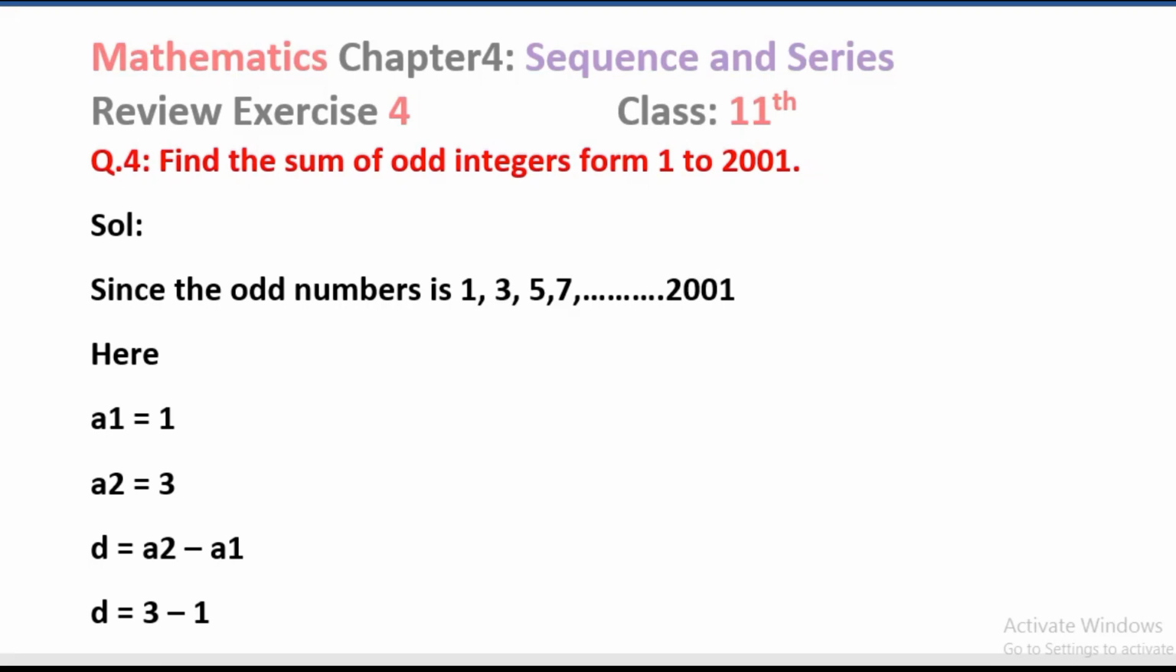In this lecture, I will solve review exercise number 4, question number 4. Find the sum of odd integers from 1 to 2001.